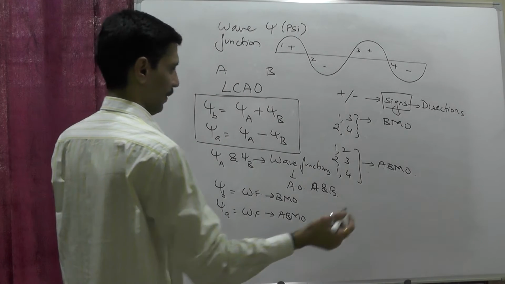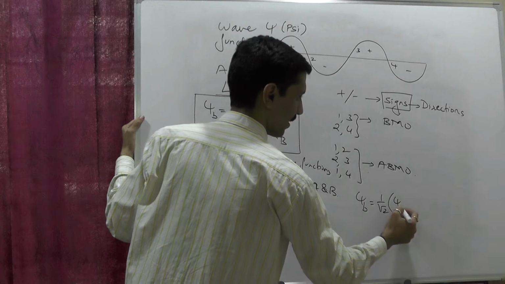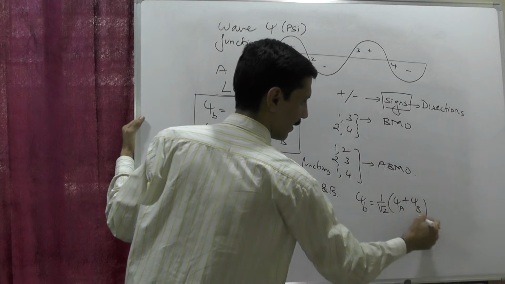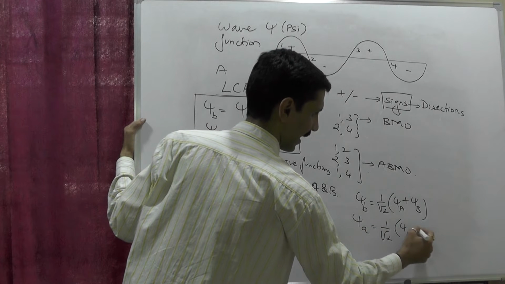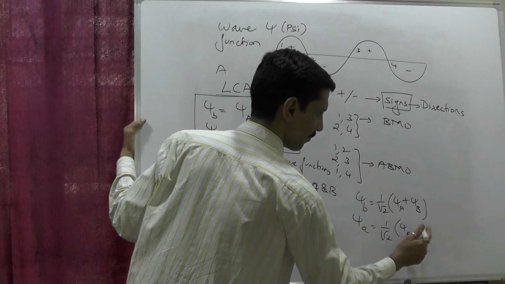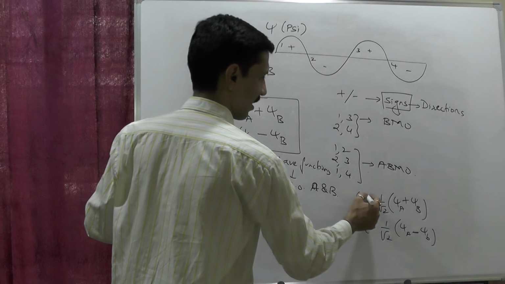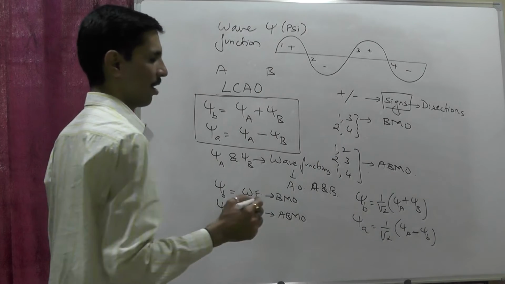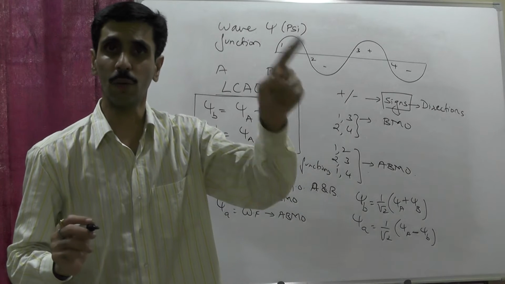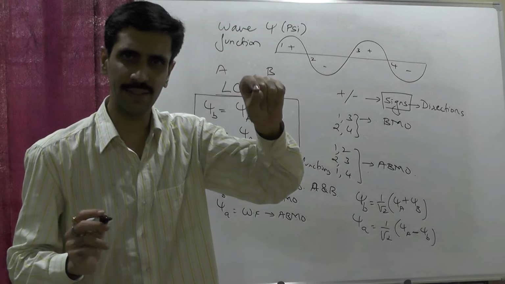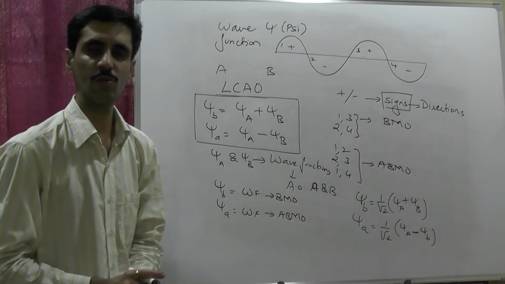integral will be psi b equal to 1 upon root 2 (psi a plus psi b), and psi a star equal to 1 upon root 2 (psi a minus psi b). So this is what we are going to consider, the wave functions of the bonding as well as the anti-bonding molecular orbitals by ignoring what? The overlap integral. What is that overlap integral? I'll explain you in the later part. But I guess up to this part is very clear to all of you.